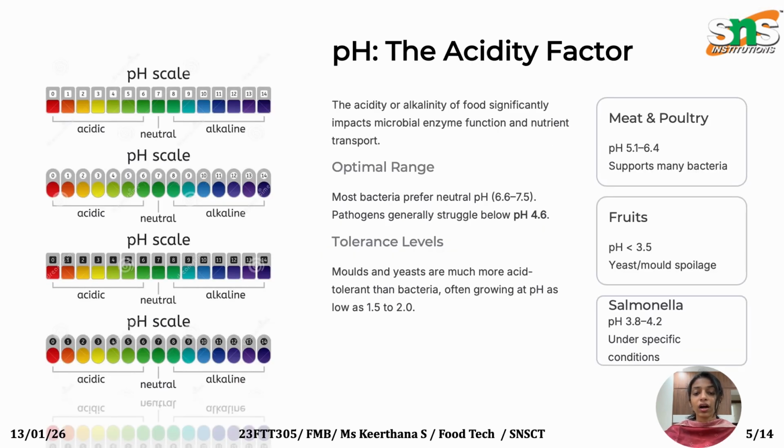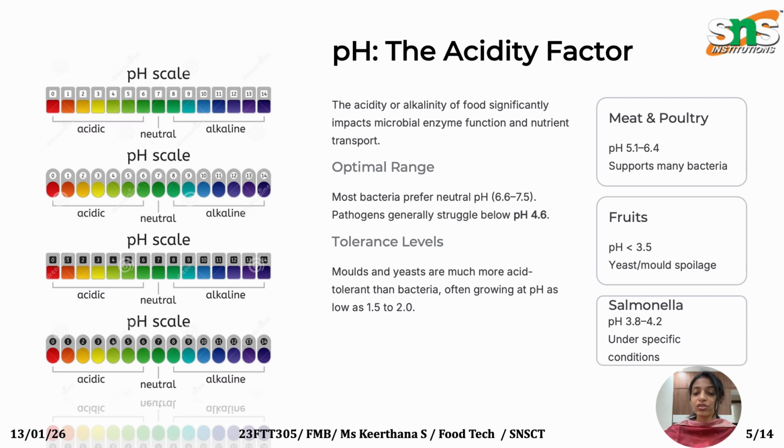Okay, over here we'll be discussing the pH, that is the acidity factor. So basically the pH tells us how acidic or alkaline a particular food is. Most bacteria love the neutral pH, that is the pH between 6.6 to 7.5. Pathogens usually struggle below pH 4.6. So when we talk about meat and poultry products, the pH range is 5.1 to 6.4, which is going to support many bacterial growth.